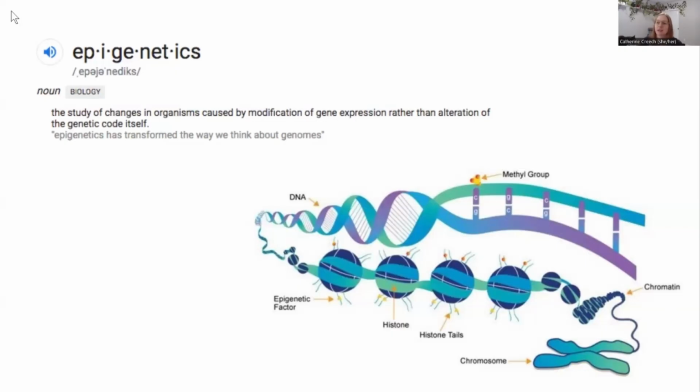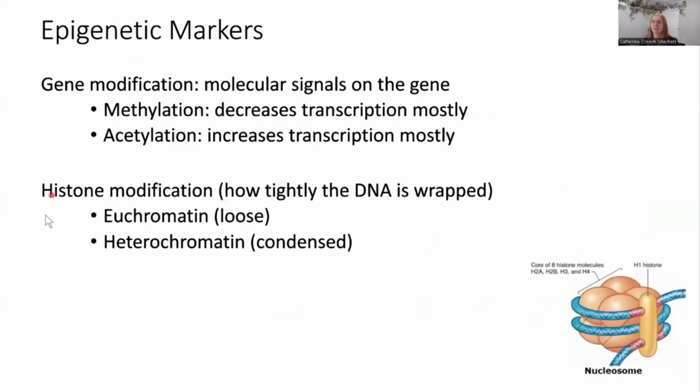We have a couple different types of epigenetics. We have genetic modification, which is occurring in the genes, so on the DNA itself, using molecular signals. We have methyl markers and we have acetyl markers. If your gene is methylated, it decreases transcriptional activity. And if it's acetylated, it increases transcriptional activity. So the type of marker you add to your gene can regulate the gene expression.